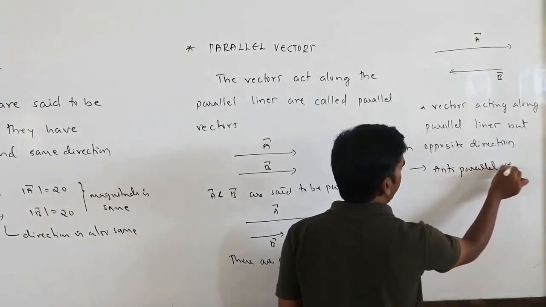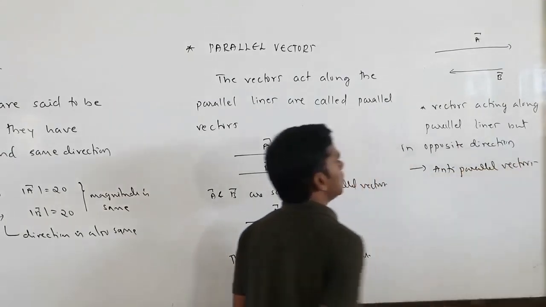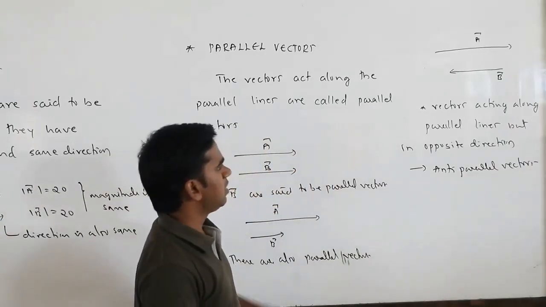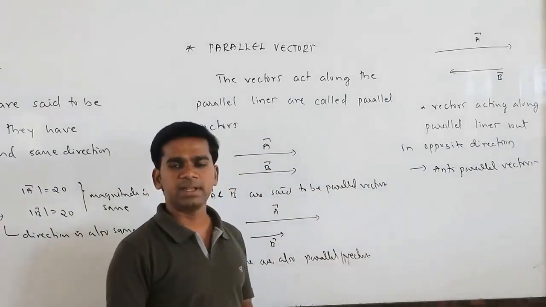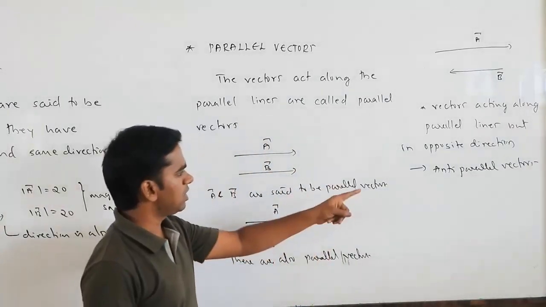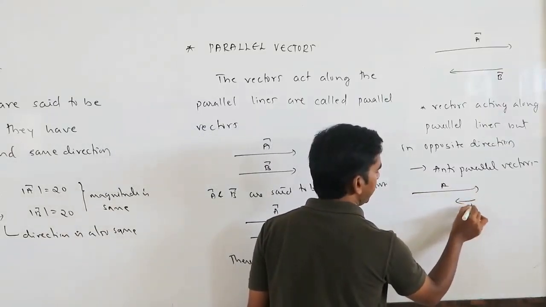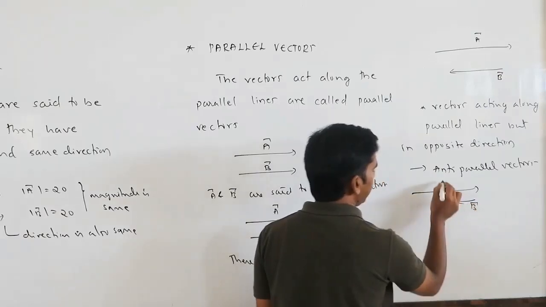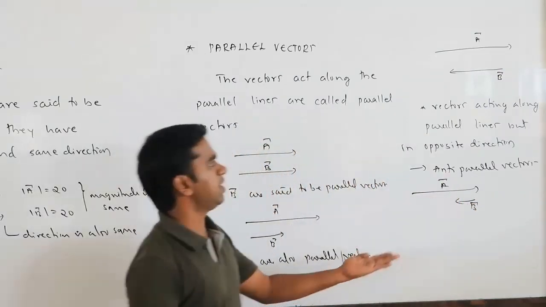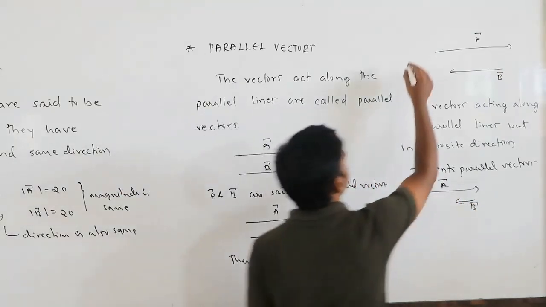Anti-parallel vectors. The vectors which are acting along parallel lines but in opposite directions are called what? Anti-parallel. You may take A over here and B over here. So A and B are anti-parallel vectors.